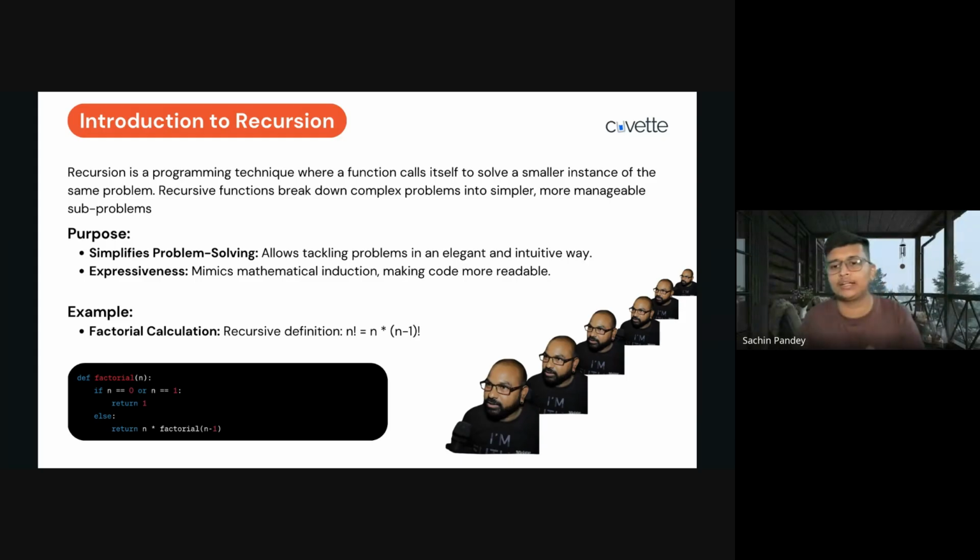Else, let's say n is something else, like 5, 10, 20. Okay, then what will we do? Then it will go to this second case. Else return n into factorial of.